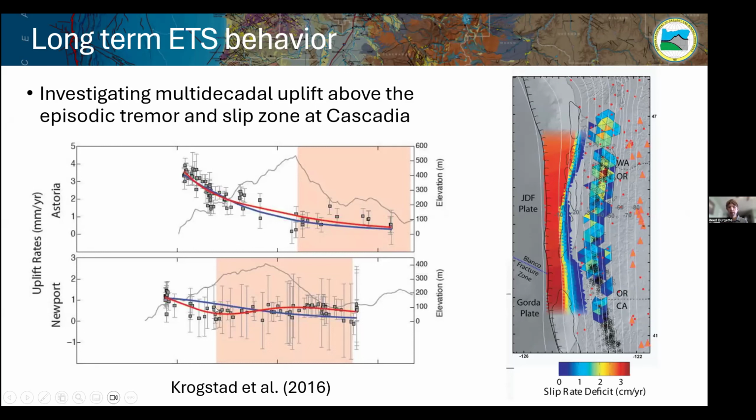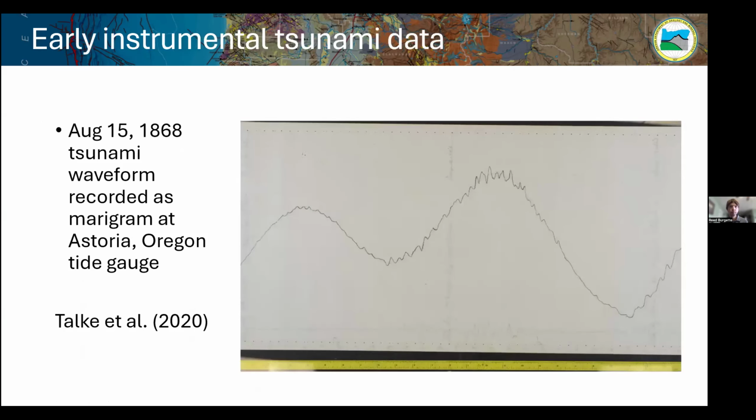And we find that there is a persistent, fairly subtle signal of long-term change over a period of 10 decades that is persistent on the eastern ends of some of these leveling profiles, that can be interpreted as some amount of net strain accumulation over multiple ETS cycles. Some work that we did, led by Randy Krogstad at U of O.